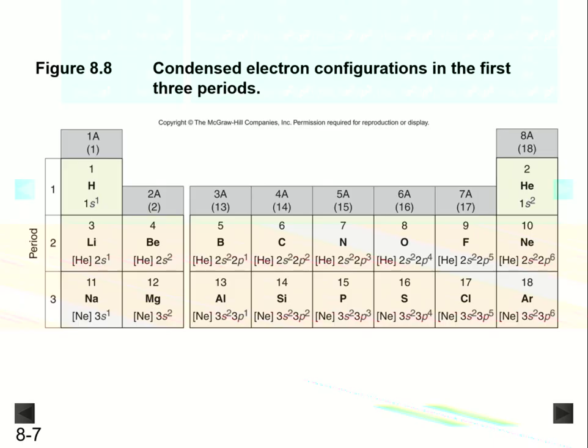In group 2, beryllium and magnesium are both s2s. We've got 2s2 or 3s2 for beryllium and magnesium, respectively, and they behave chemically similar.